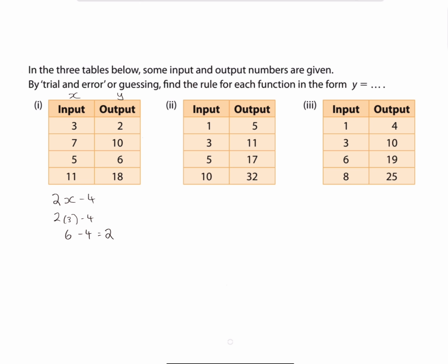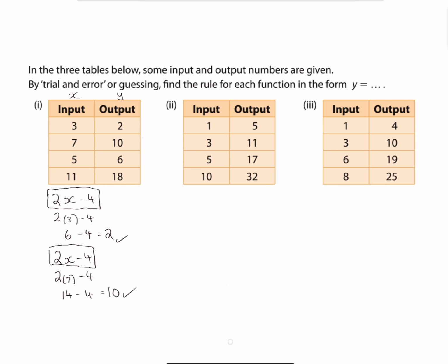All right, so let's see if it works with the other ones. So we just came up with this rule, this function. So 2 times x minus 4. Let's put in 7 this time and see if we get 10. So 2 times 7 minus 4. 2 times 7 is 14. Minus 4 is 10. So that means that this is our rule. Our rule is 2x minus 4.